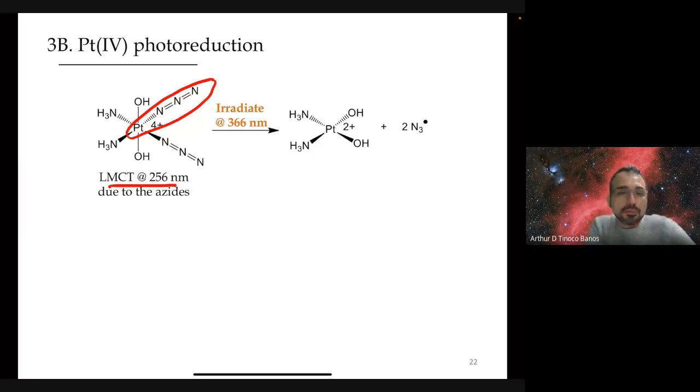Here, what is done is an irradiation at 366 nanometers. Why 366 nanometers? Again, remember, I was saying previously that a favorable wavelength is more in the visible range. So a longer wavelength is chosen, to move away from the UV range and facilitate this process of the reduction of the platinum, but also the release of the azide.